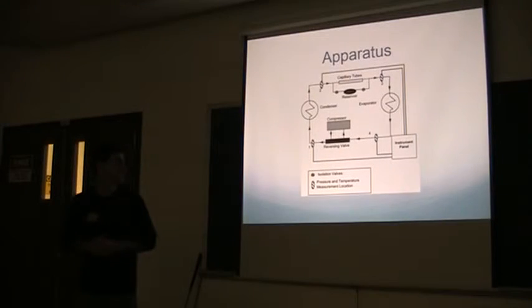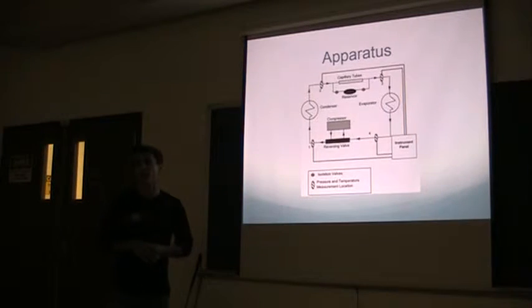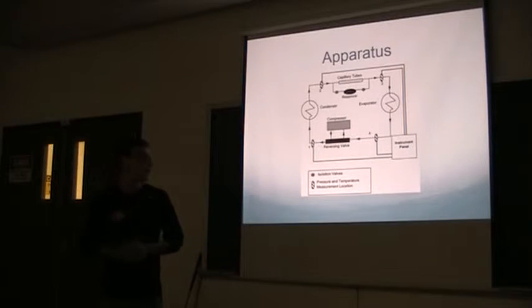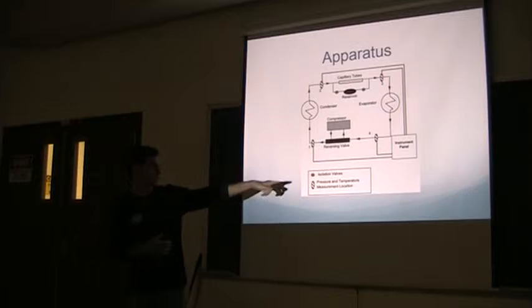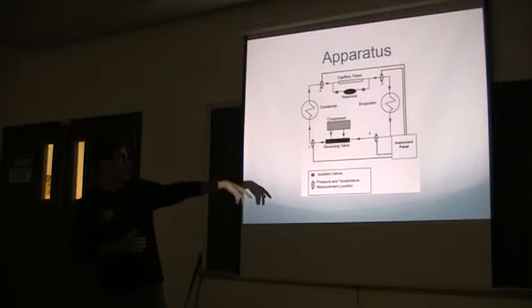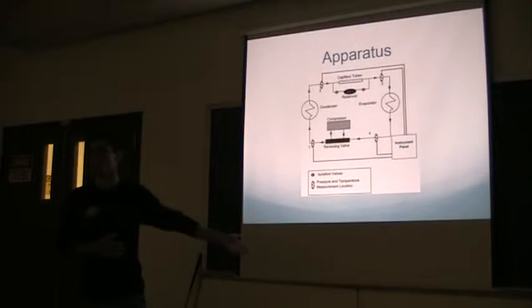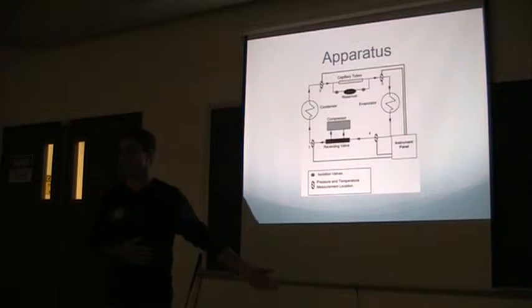Here's the apparatus. Like I said, you can just see the components that I've been talking about in this cycle. It's not too much different. The main thing is we're going to have a couple different locations where we're going to measure pressure and temperature so that we can calculate our enthalpies, which is what we're going to eventually use to calculate our COP.